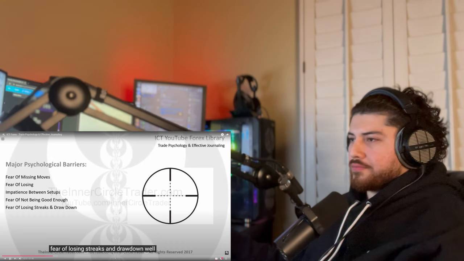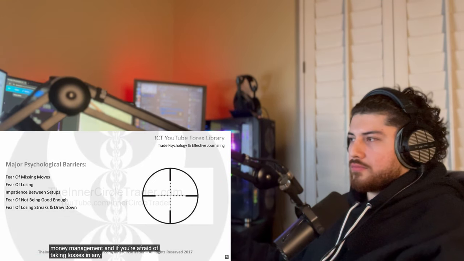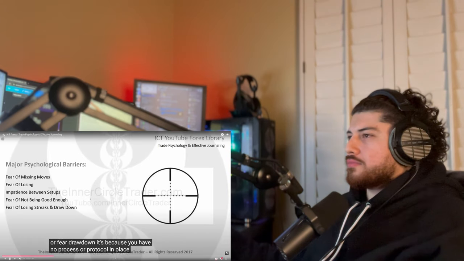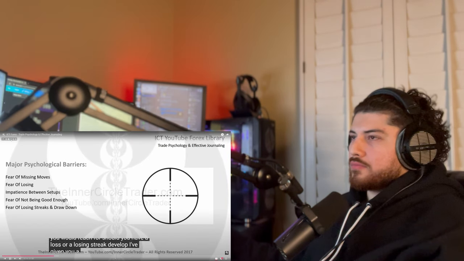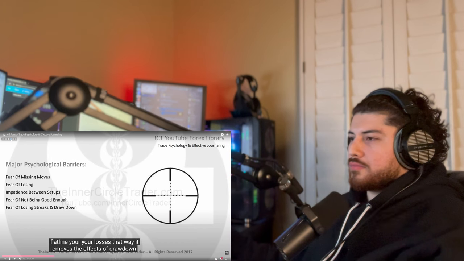Losing streaks and drawdown. Well, this is going to be related to management. If you're afraid of taking losses in any set or series, or if you're in drawdown, it's because you have no process or protocol in place for what you reach for should you have a loss or a losing streak develop. Having a teaching to help you flatline your losses removes the effects of drawdown and losing trades. And implementing something as simple as that quickly changes your perspective on fear and anxiety about taking losses or string losses.